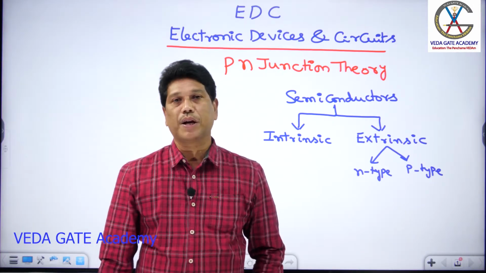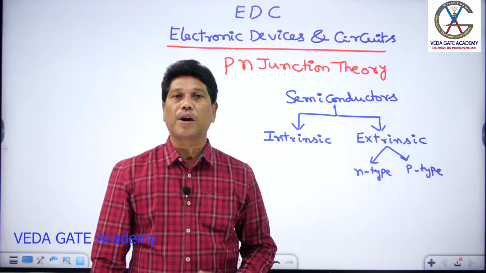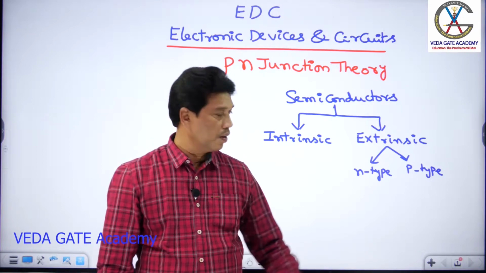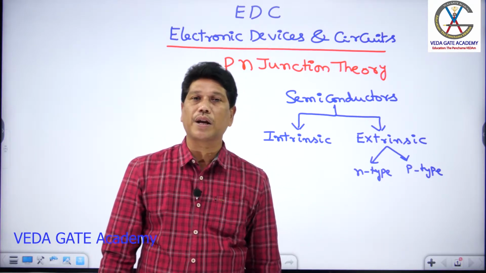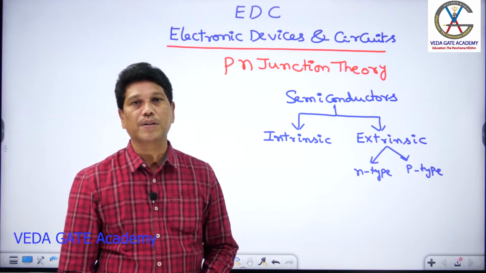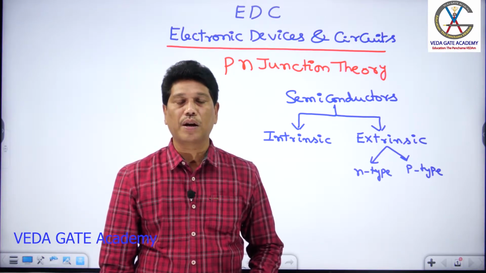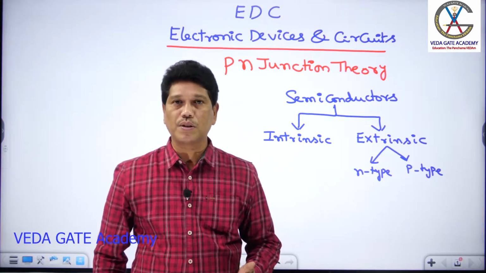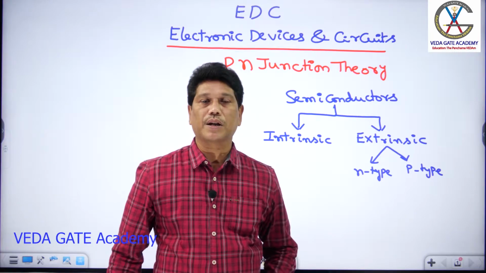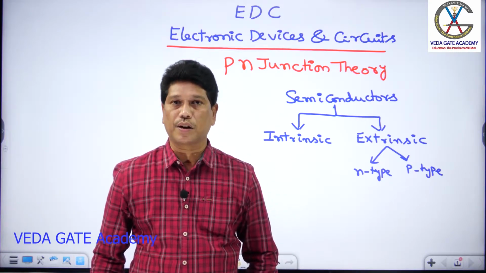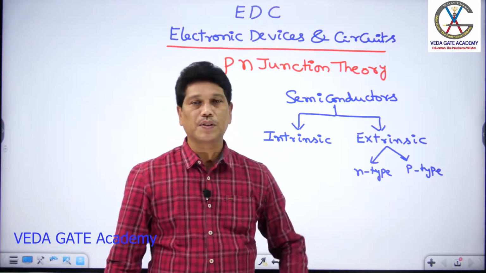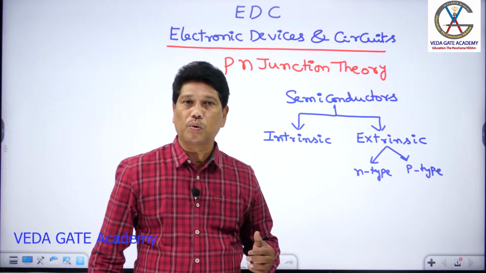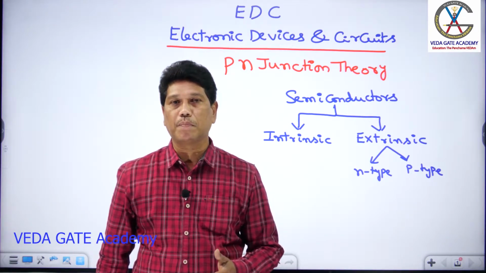In the case of an N-type semiconductor, the pentavalent impurities you add are arsenic, antimony, phosphorus, and so on. In a P-type semiconductor, we add trivalent impurities such as gallium, indium, boron, and so on. In N-type, the majority carriers are electrons; in P-type, the majority carriers are holes. For an extrinsic semiconductor, the minority carriers are holes in N-type material and electrons in P-type material.